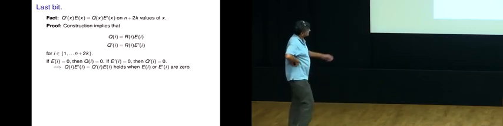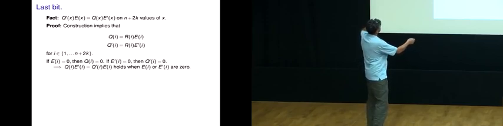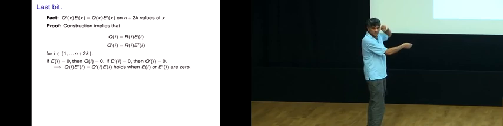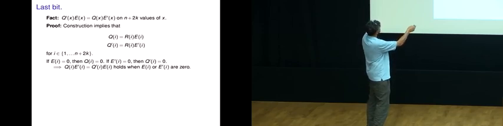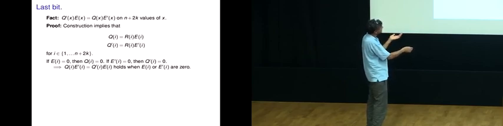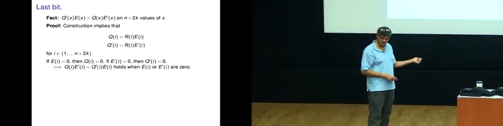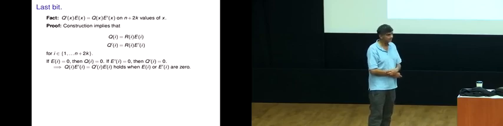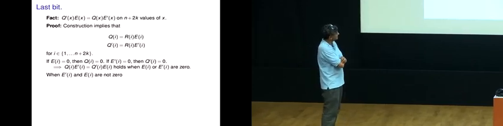So this is true, right? If e of i is 0, then q of i is 0. So this equation is true at all places where e of i is 0. Well, we're trying to say this equation is true. And if e prime of i is 0, q prime of i is 0, so this equation is true. So whenever e of i or e prime of i are 0, then the equation is true.